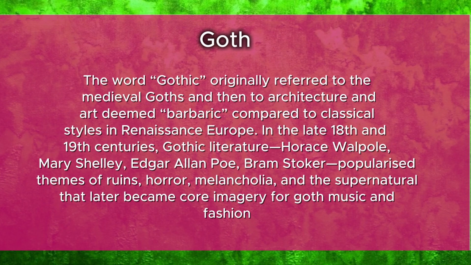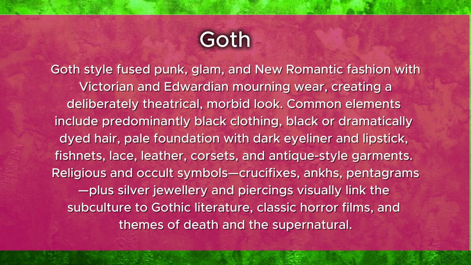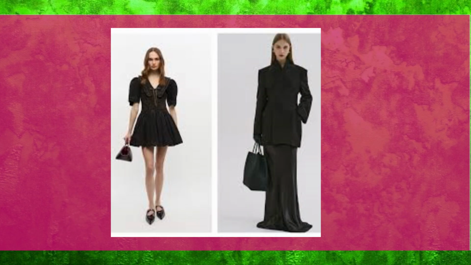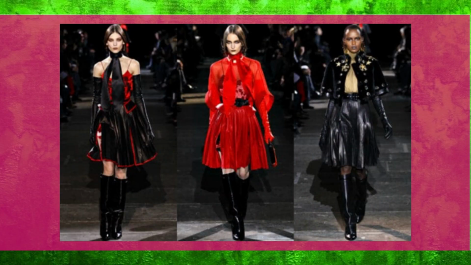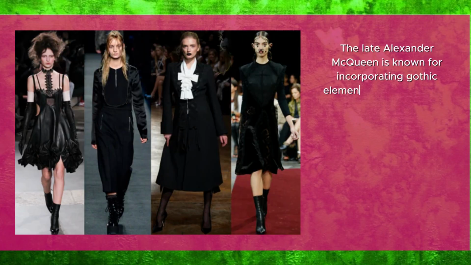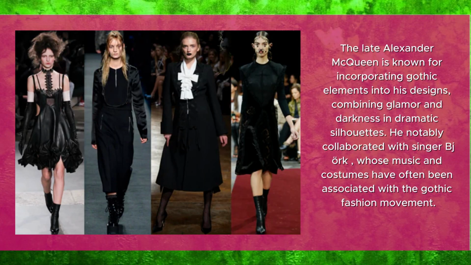The first subculture is goth. The word Gothic originally referred to the medieval Goths and then to architecture and art deemed barbaric compared to classical styles in Renaissance Europe. In the late 18th and 19th centuries, Gothic literature by Horace Walpole, Mary Shelley, Edgar Allan Poe, and Bram Stoker popularized themes of ruins, horror, melancholia, and the supernatural that later became core imagery for goth music and fashion, creating a deliberately theatrical, morbid look.